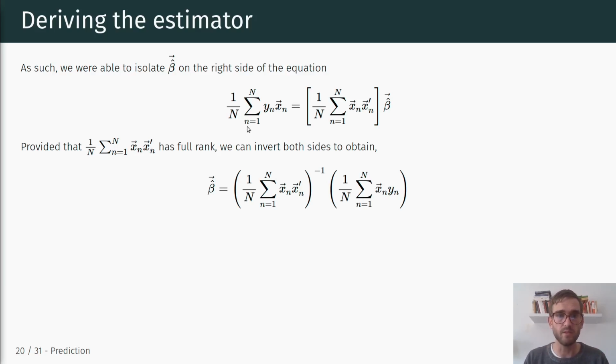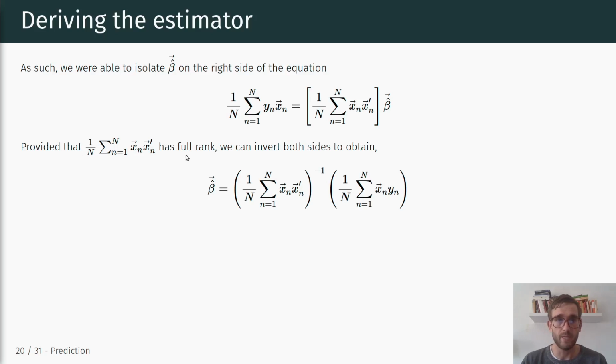It's not invertible. We can't put it on the other side, so we can't actually derive our beta hats that minimize the sum of squared residuals, right? So this step, xn prime having full rank, is directly related to this requirement of the absence of perfect collinearity between the x's, right? That's an important point to recognize.